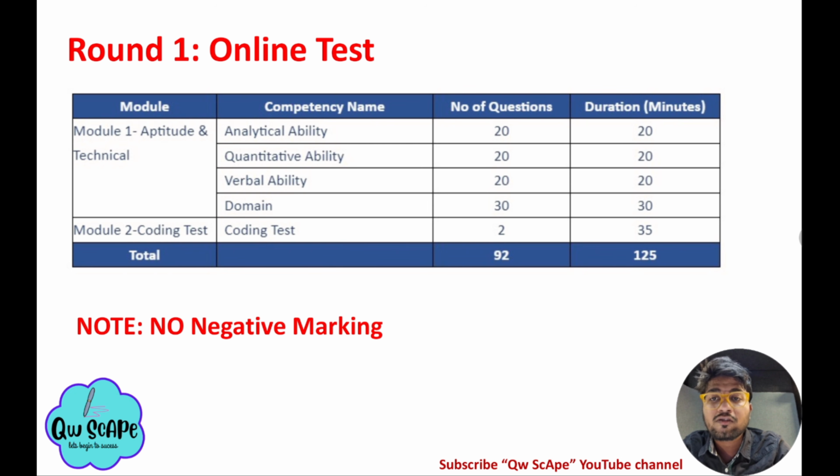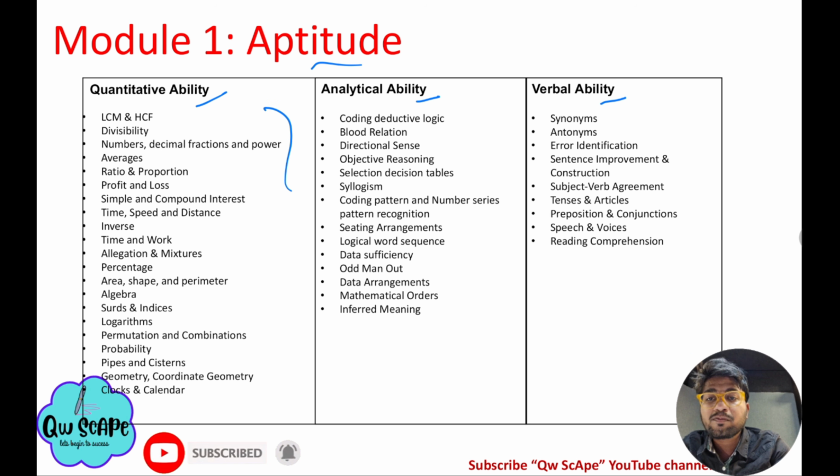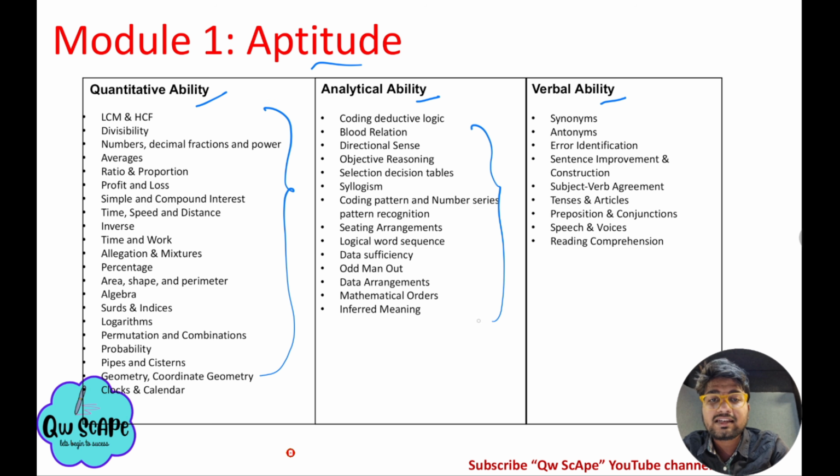Let's talk about what you have to prepare for the aptitude. In aptitude there are three sections: quantitative ability, analytical ability, and verbal ability, okay? So you should prepare these topics for each section. I have brought here only the important topics for each section. So just go through these important topics and prepare for your aptitude, okay?